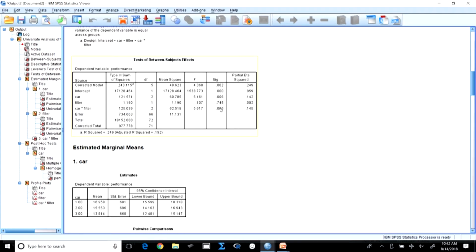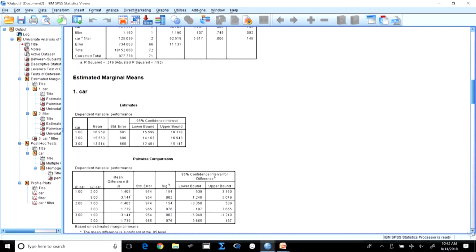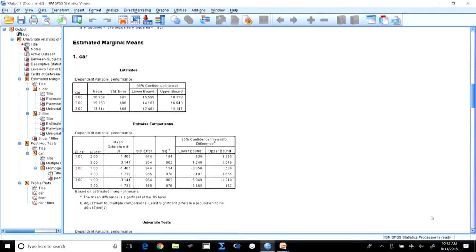So, when you write your report, what is this partial eta squared? It tells you the effect size. So, for example, you see the effect size is 0.142 for the car and 0.145 for the interaction effect. So, now if you can see the pairwise comparison, that is a post hoc test. So, we want to compare car 1 versus car 2. Is it a significant difference? No. Car 1 versus car 3, is there a significant difference? Yes. Car 2 versus 3, is there a significant difference? Well, no. 3 and 1, yes.